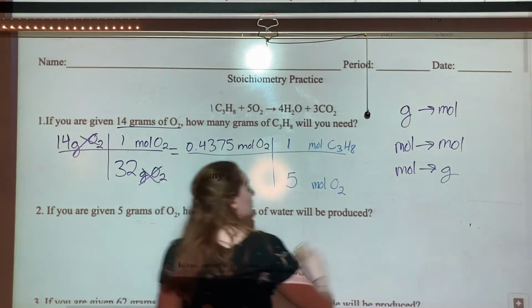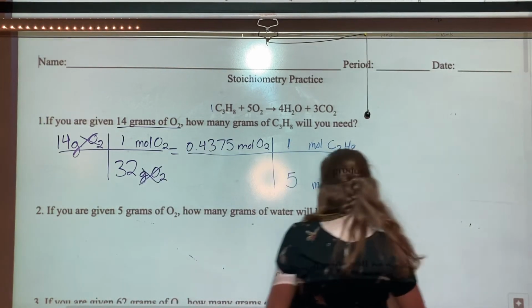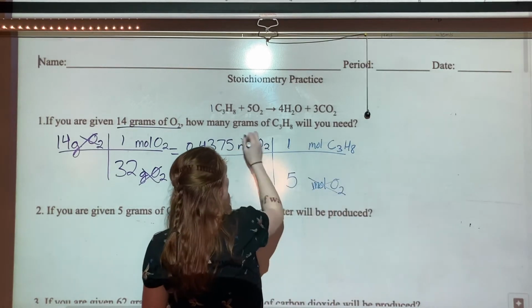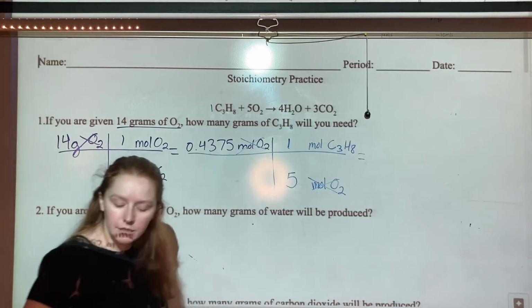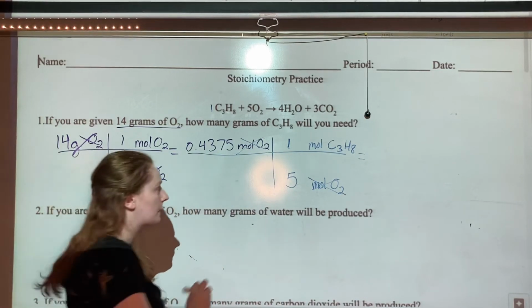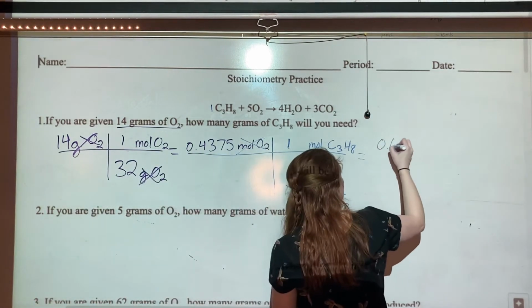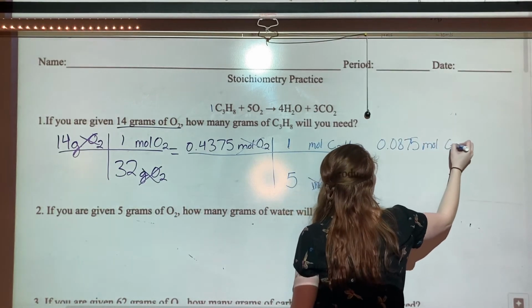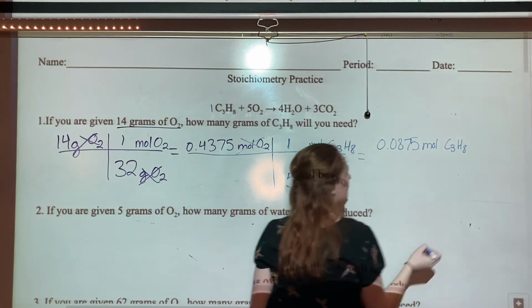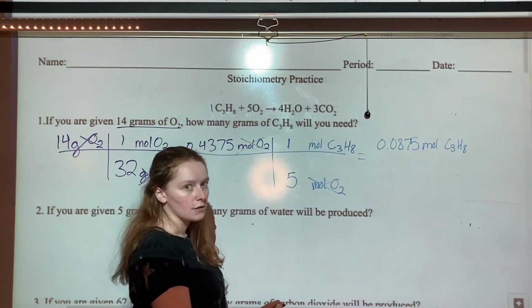Now, we're going to do the same thing we did last time. The units are going to cancel out. We'll multiply on top, divide on bottom. And if you didn't clear your calculator, this is really easy. And so now we have 0.0875 moles of C3H8. That's step 2 of stoichiometry.